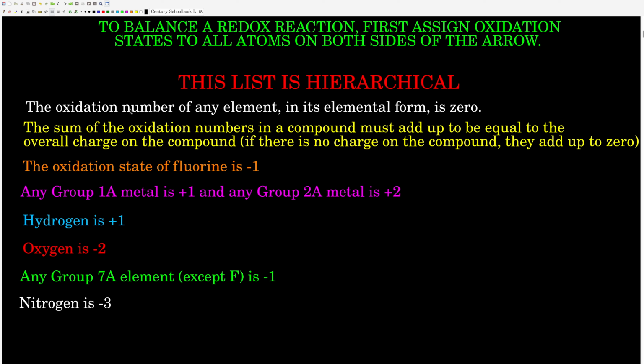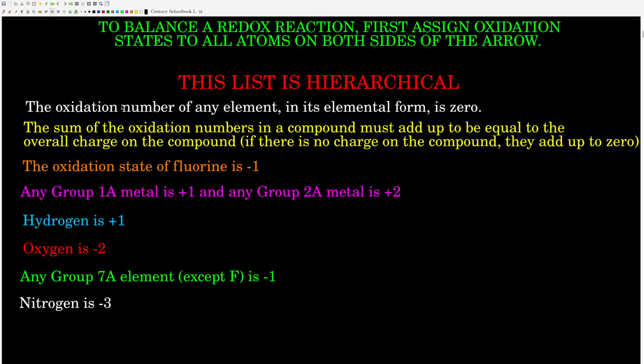So anyway, to calculate the oxidation number, oxidation state, same thing, for every atom in a reaction, we follow this list of rules, and this list is hierarchical. What that means is when two of these rules conflict, the one that's higher up, closer to the top, is the one that we apply. It wins.